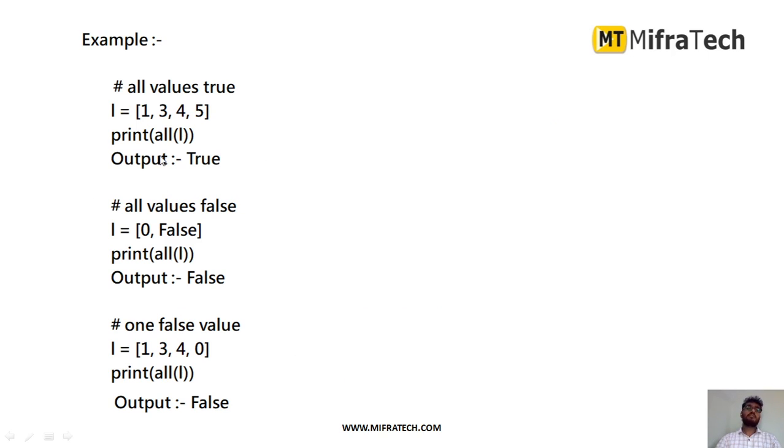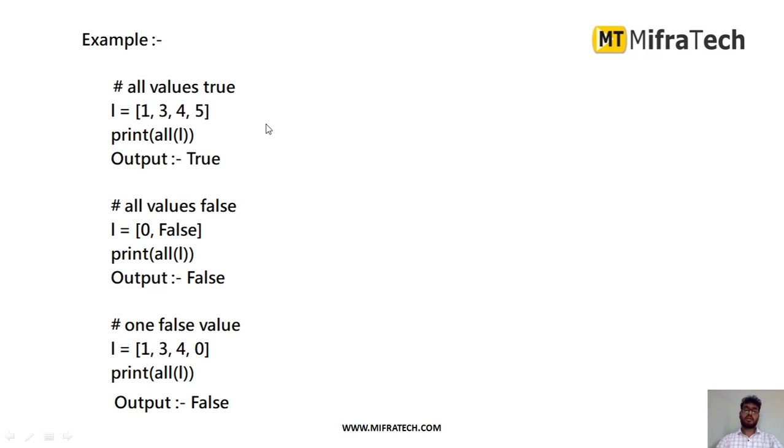In this first example I have taken i equal to 1, 3, 4, 5. So I have created a list with the elements 1, 3, 4, 5. If I do print all of i, it will check every element: whether 1 is true, 3 is true, and so on, where 0 means false.